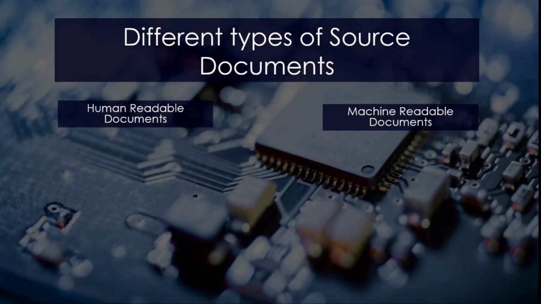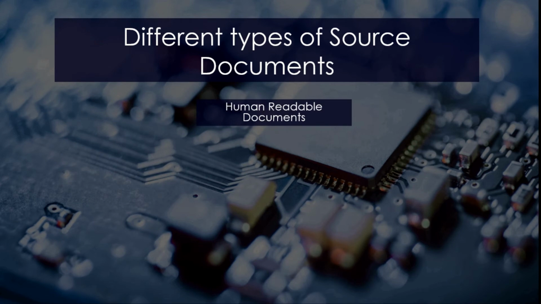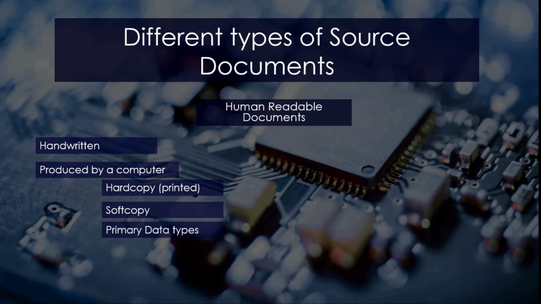There are two main types of source documents: human readable documents and machine readable documents. Now let's look at human readable documents for a second. These documents could include handwritten documents or documents that were created using a computer. Now, computer-produced documents could exist in hard copy, which is a printed form, or soft copy, and usually take the form of one of the primary data types mentioned earlier.